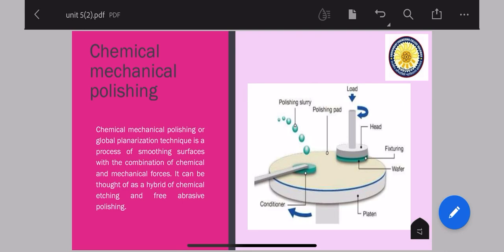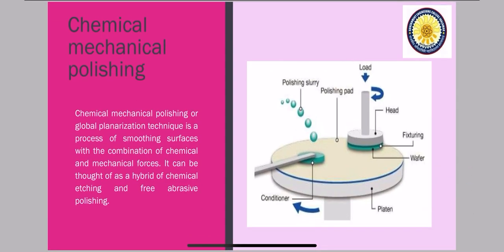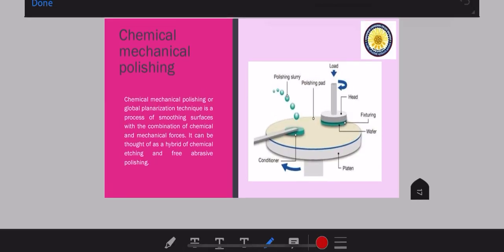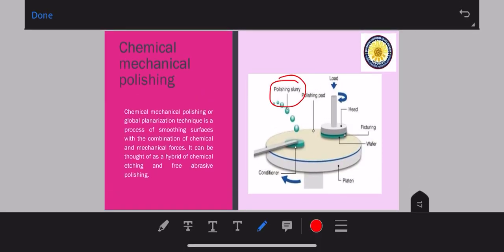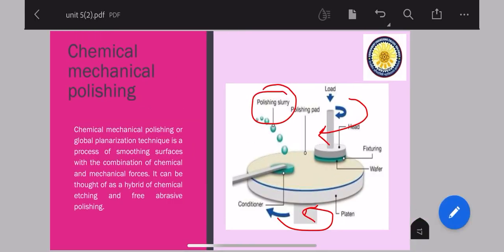So it can be thought of as a hybrid of chemical etching and free abrasive polishing. Basically polishing process hai. You can see here the slurry is there. You can see this polishing slurry is there. This pad is there, and it is rotating here. This is also rotating, and this is upside down process, means wafer को हम लोग उल्टा रख रहे हैं, and then this process is happening.